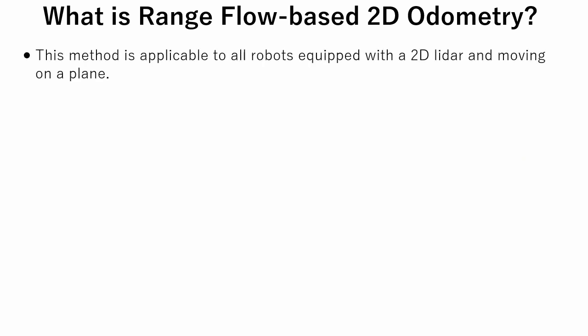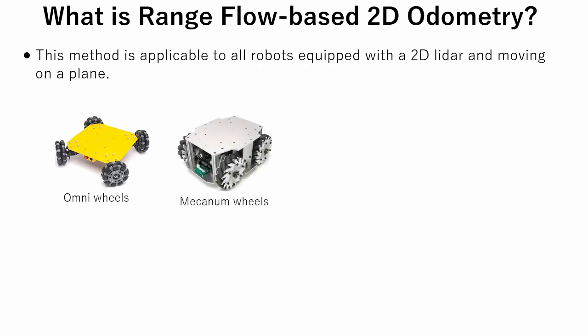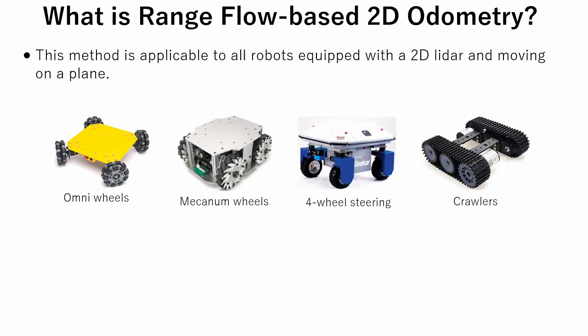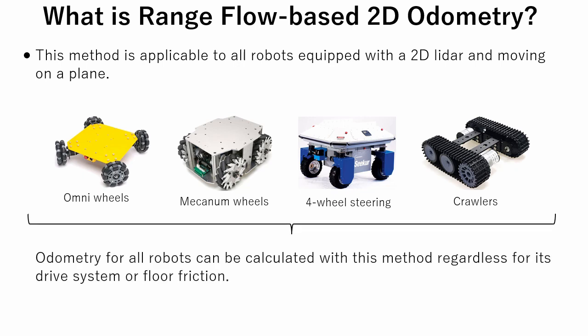This method is applicable to all robots equipped with a 2D LiDAR and moving on a plane. For example, we can use it with Omni wheels, Mecanum wheels, four-wheel steering and crawler. The advantage of this method is that it is much more accurate than usual wheel odometry because it is not affected by wheel slip or floor surface condition.